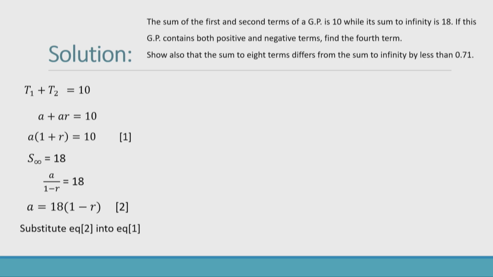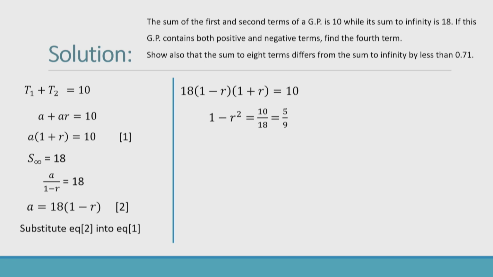Now I substitute equation 2 into equation 1. I will get 18 into 1 minus r into 1 plus r equals 10. I divide by 18. And 1 minus r into 1 plus r is 1 minus r squared. So 1 minus r squared will be equal to 10 over 18, which is 5 over 9. r squared equals 4 over 9. And r will be equal to 2/3 or negative 2/3.